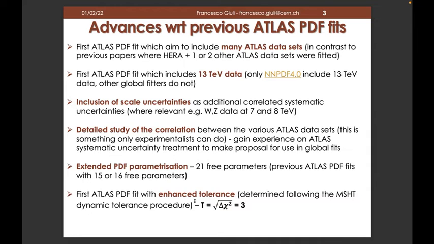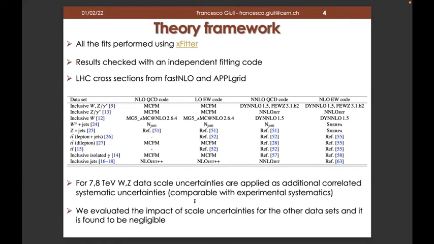We extended the PDF parameterization. So this is the first time we have more than 23 parameters. Keep in mind that previous ATLAS PDF fits were just with 15 or 16 free parameters. And this is the first ATLAS PDF fit with an enhanced tolerance, which has been determined using the MHST dynamic tolerance procedure, but you will hear more about it later.